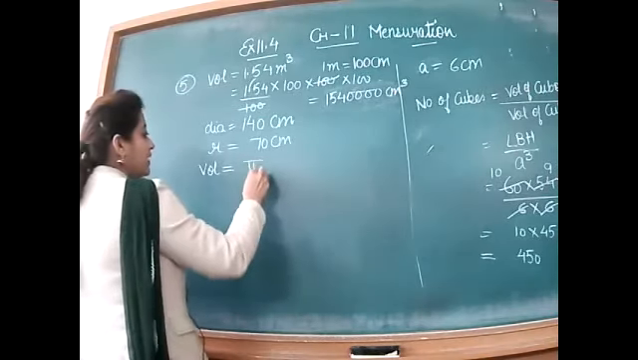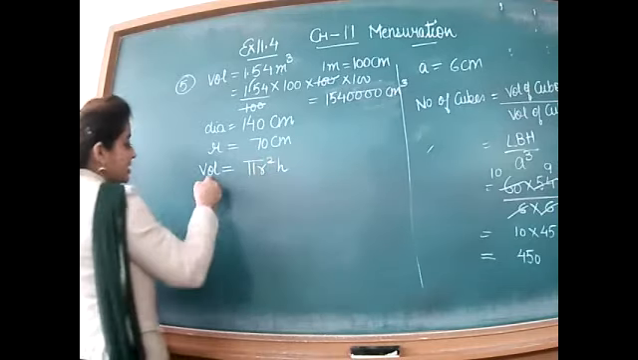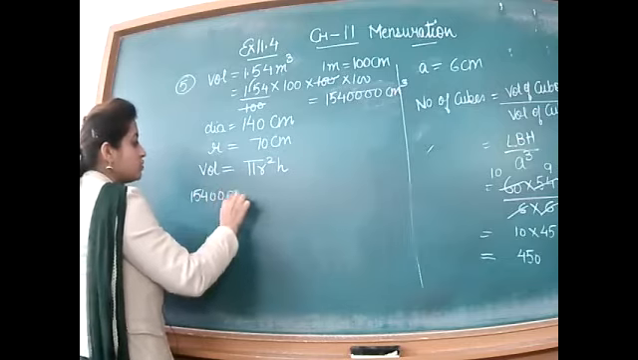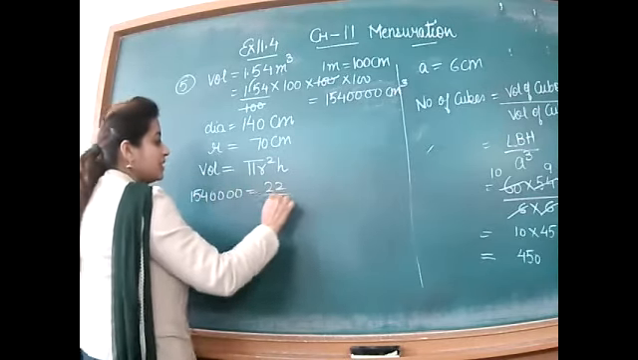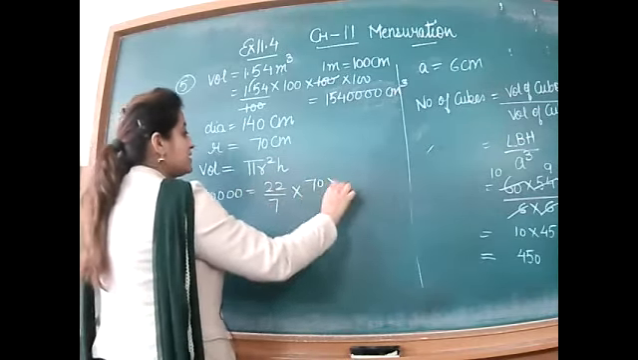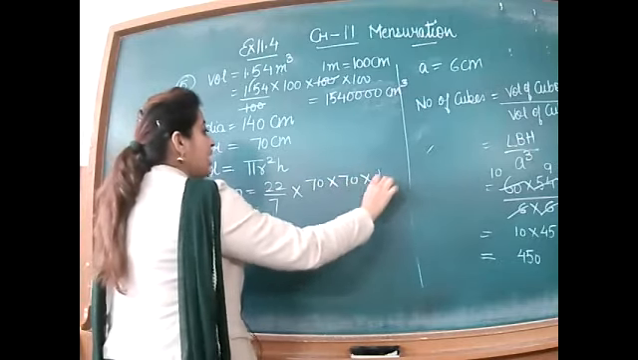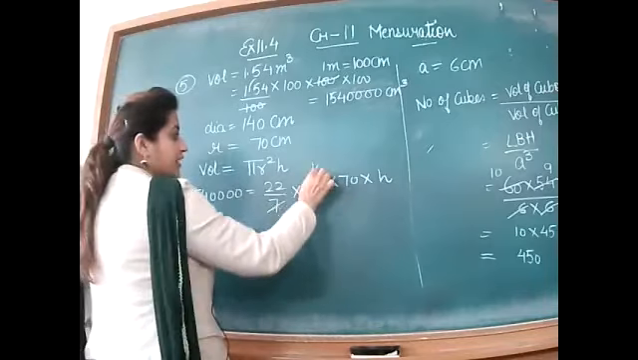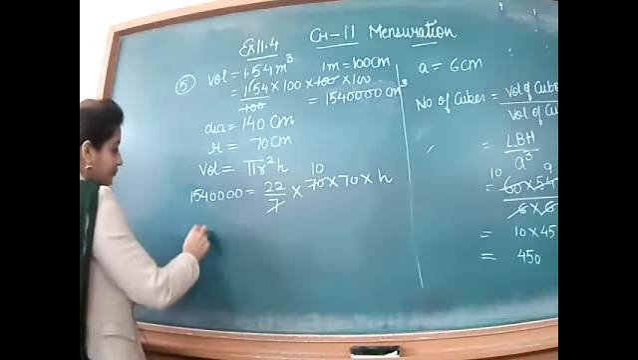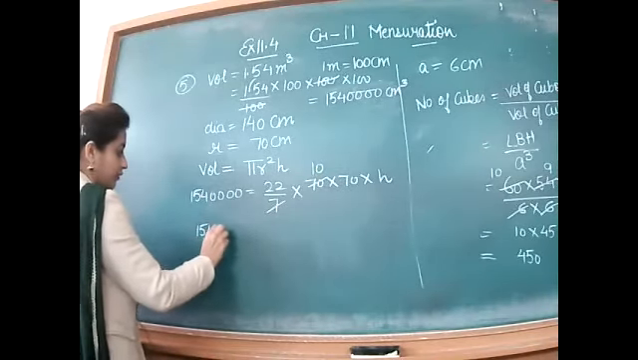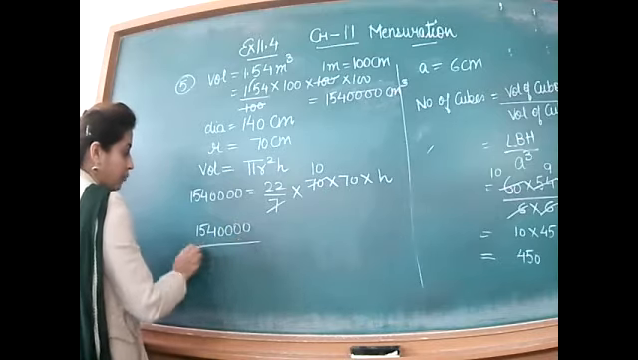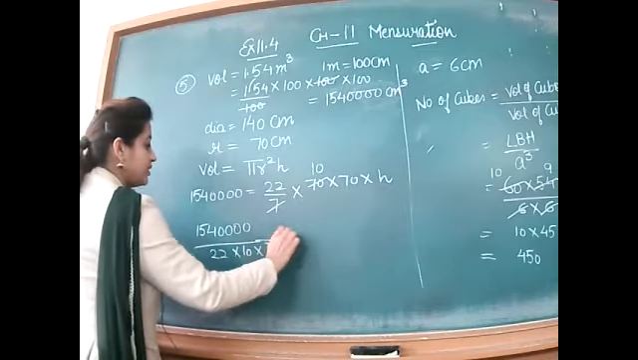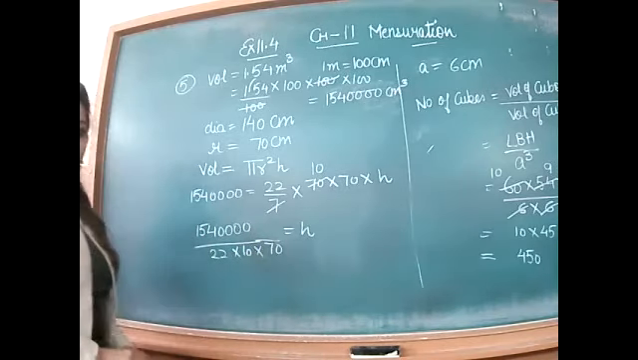Volume is pi r square h and volume is 1540000. Pi is 22 by 7. Radius is 70 into 70. Height is missing, that you have to find. Cancel it out. We will get 10 here. Upon 22 into 10 into 70 is equal to h.